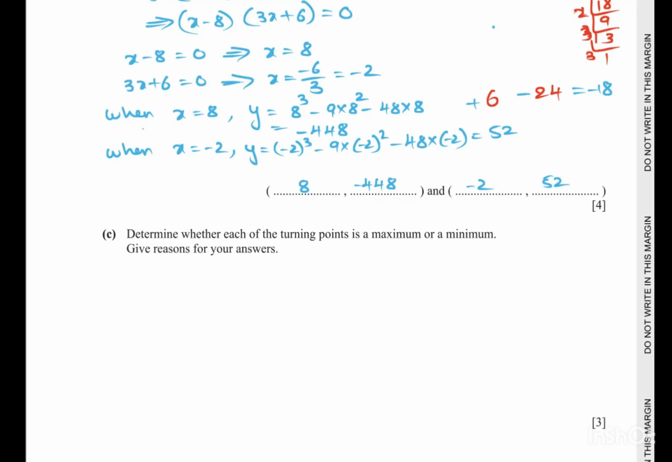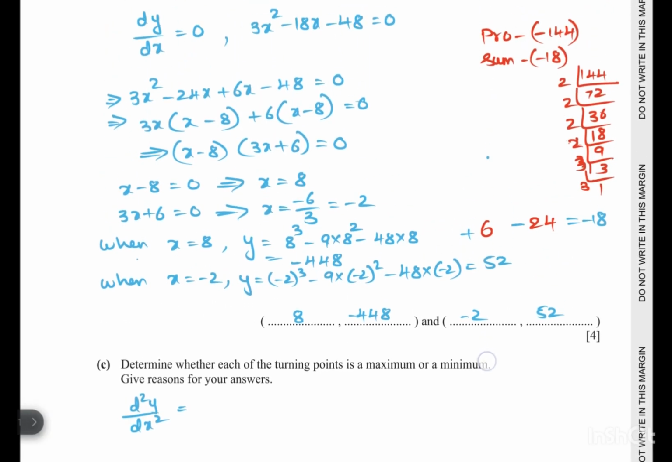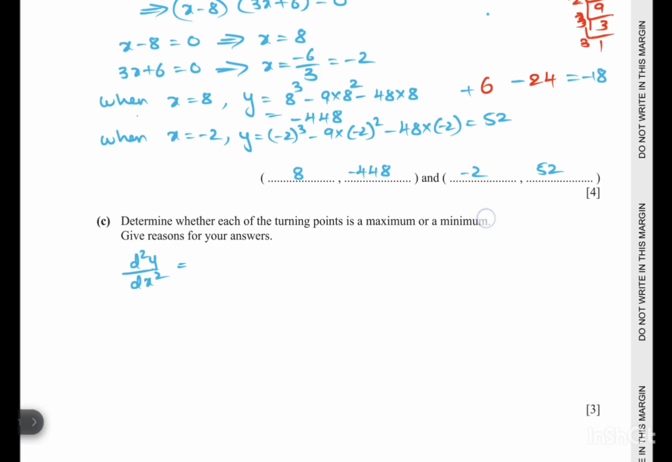Question number C. Determine whether each of the turning points is a maximum or a minimum. Give your reasons to your answer. So the turning points we got here, 8 and minus 448, minus 2 and 52. We need to find whether these turning points are maximum or minimum. So for that, we'll have to find d square y by dx square. The differentiation we got is 3x square minus 18x minus 48.